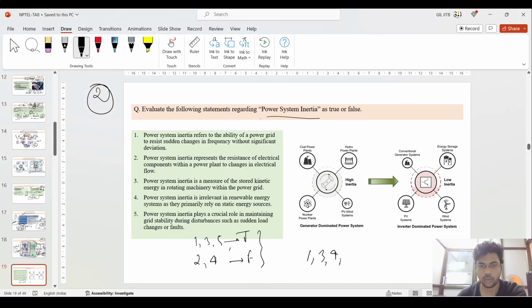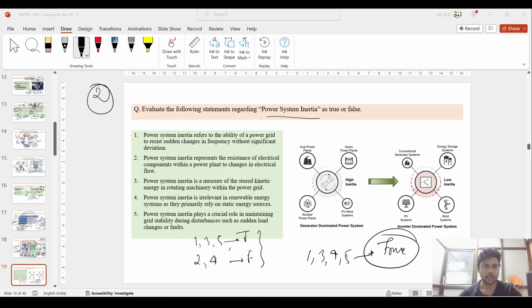Okay, I got a second answer. One, three, four, five are true. Okay. Anybody else? If you got one as correct or true or false, you can also reply in the chat box so that I know somebody is trying.